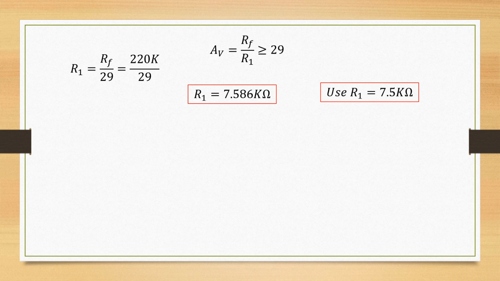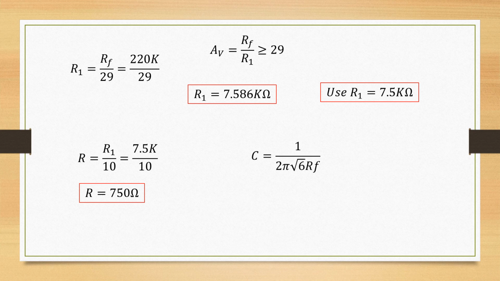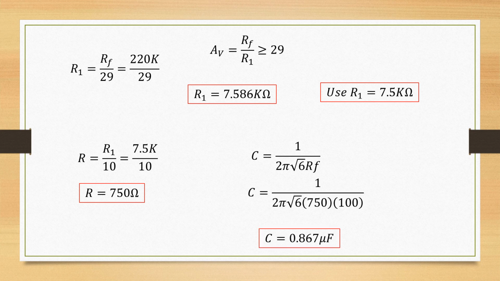Now the next part is we have to find the value of the capacitance and the resistance R. To prevent loading of the amplifier, we are using R equal to R1 divided by 10, which is 7.5k divided by 10, so R will be equal to 750 ohms. We are using R1 as 7.5 kilo ohm and R equal to 750 ohm, and on the other part, we know the value of frequency and the value of resistance, so we can calculate the value of capacitance by substituting the values of R and F, and we get the capacitance C equal to 0.867 microfarad.